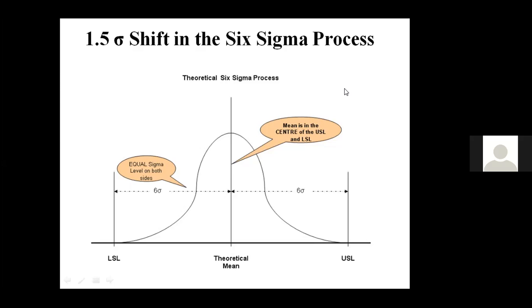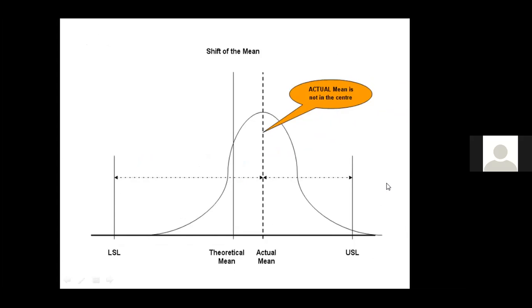This is the theoretical sigma limit, where, for example, we have achieved the 6 sigma level. This is the mean in the center, and on both sides we are within the specification limits. We have achieved 6 sigma. But when we look at this diagram, we see that in terms of manufacturing performance there is always a shift in the mean with the passage of time. So this is the actual mean, which has shifted a little bit from the theoretical mean, though the process is still working within the specification limits.